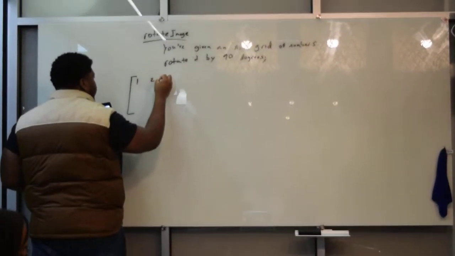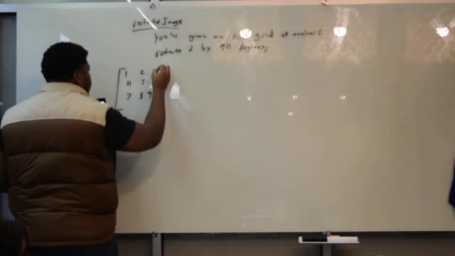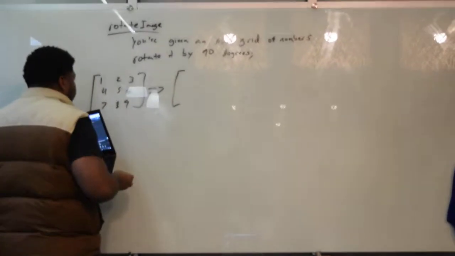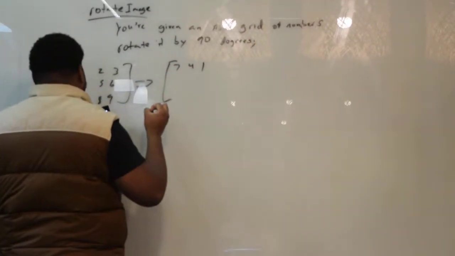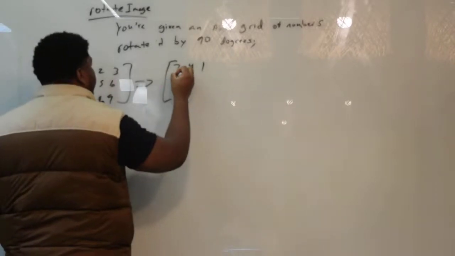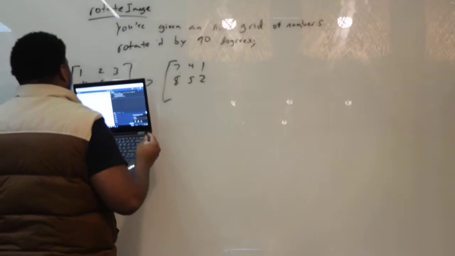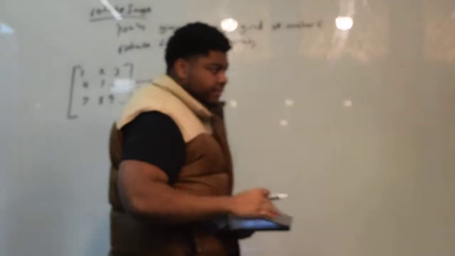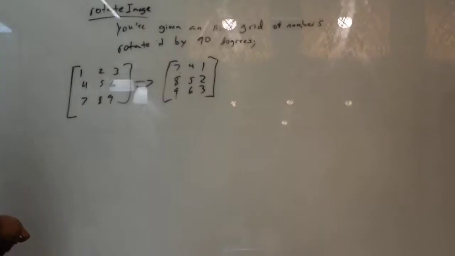1, 2, 3, 4, 5, 6, 7, 8, 9 would get transformed to 7, 4, 1. What is it? 8, 5, 2. Sounds like a phone. 9, 6, 6. Okay, that's the problem.